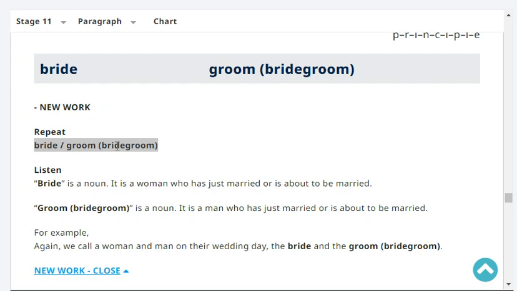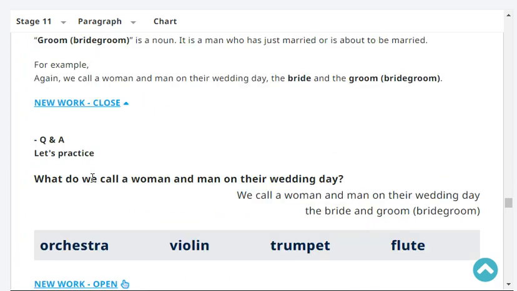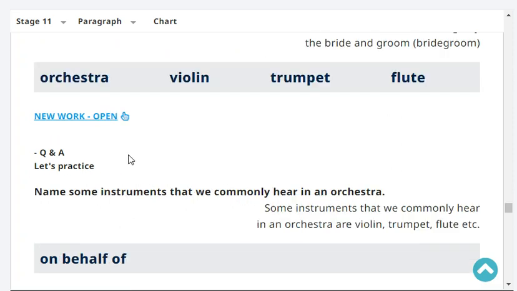For example, we call a woman and a man on their wedding day the bride and the groom, or the bride and the bridegroom. Let's practice. What do we call a woman and man on their wedding day? We call a woman and a man on their wedding day the bride and groom, or bride and bridegroom. Very good.